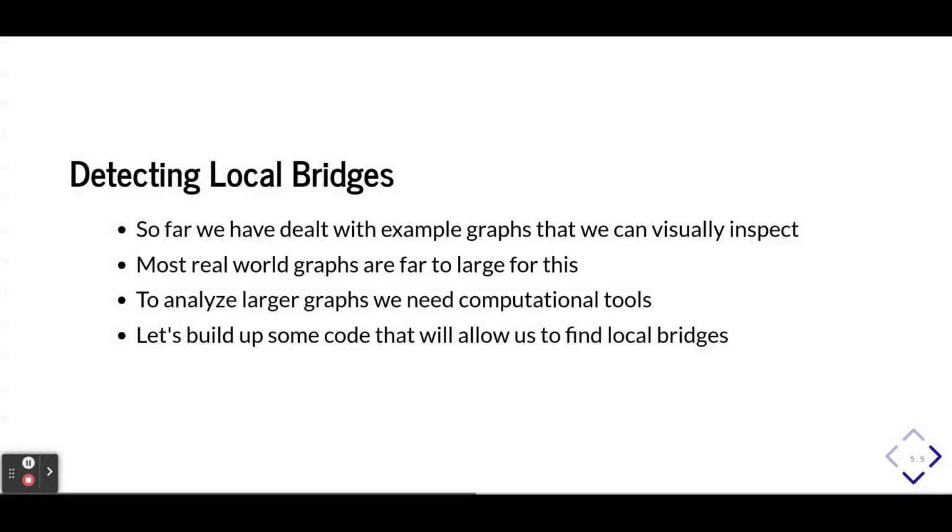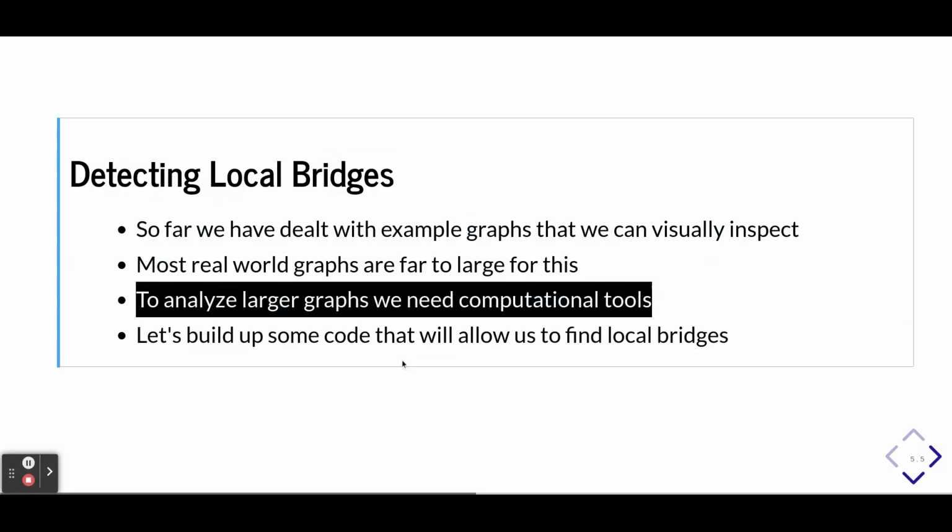So our discussion about triangles and bridges so far has been confined to relatively small graphs that we can inspect visually and hold in our mind all at once. But most real-world graphs are far too large for us to do that. They contain too many nodes and too many edges for us to keep track of all of it. So in order to analyze a larger graph, we're going to need to build up some computational tools or functions. And so that's what we'll work on right now.